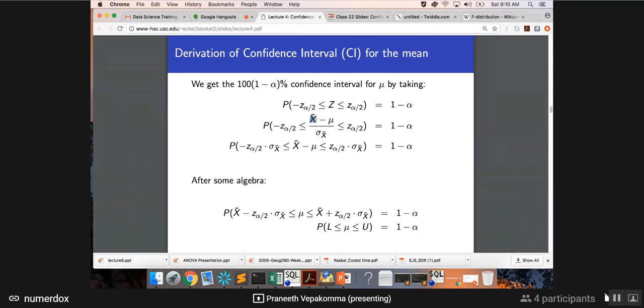So now you want a confidence interval around x bar. So you send sigma x to this side and that side. You have x bar minus mu in the middle. You can keep mu in the middle and send x bar to that side, because you want confidence for the population mean, not for the sample mean. So you send that, then you get this distribution. Then you get this interval, because only mu is in the middle. So that's how you get the confidence interval.